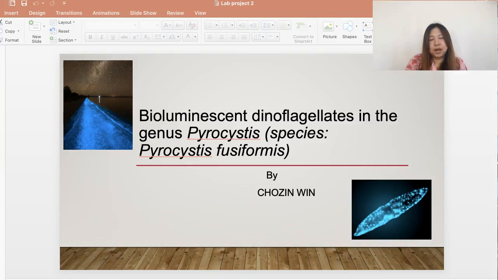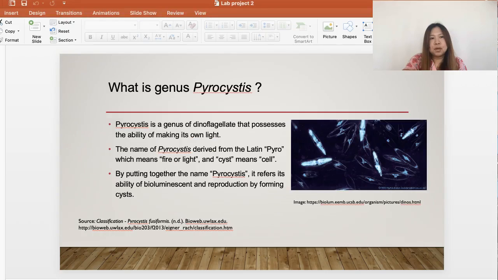Hi everyone, today I'm going to present about a bioluminescent dinoflagellate in the genus Virusidae, the species Virusidae fusiforme. What is genus Virusidae? Virusidae is a genus of dinoflagellate that possesses the ability of making its own light. The name Virusidae derives from Latin viro, which means fire or light, and then six means cell. By putting together the name Virusidae, it refers to its ability of bioluminescence and reproduction by forming cysts.